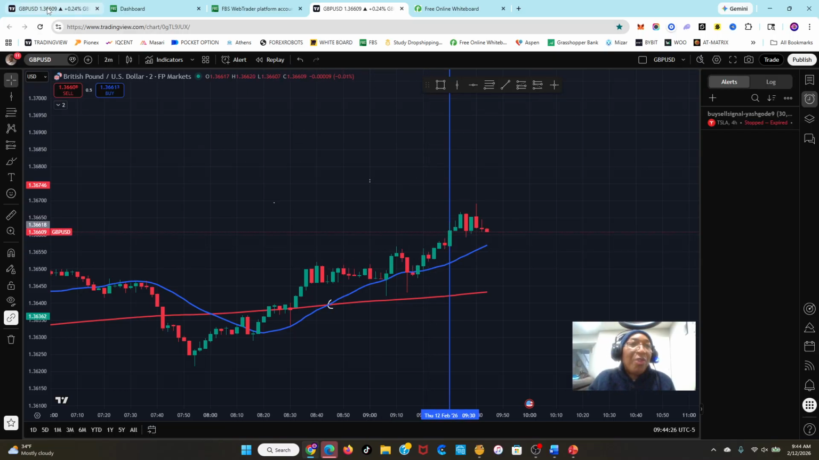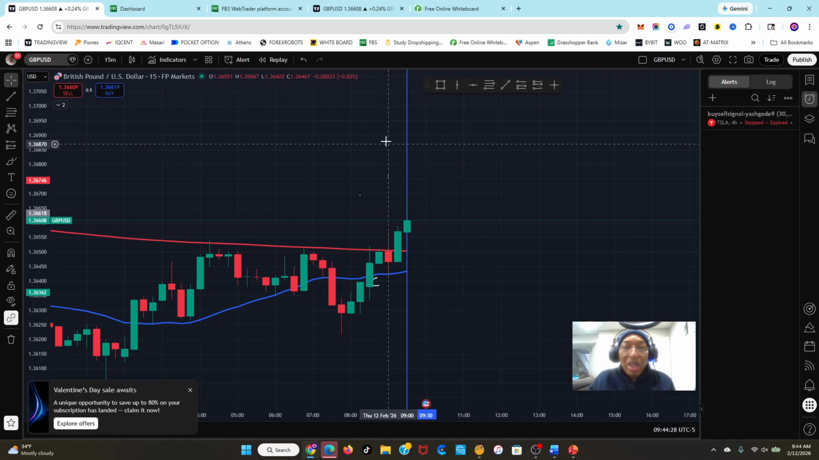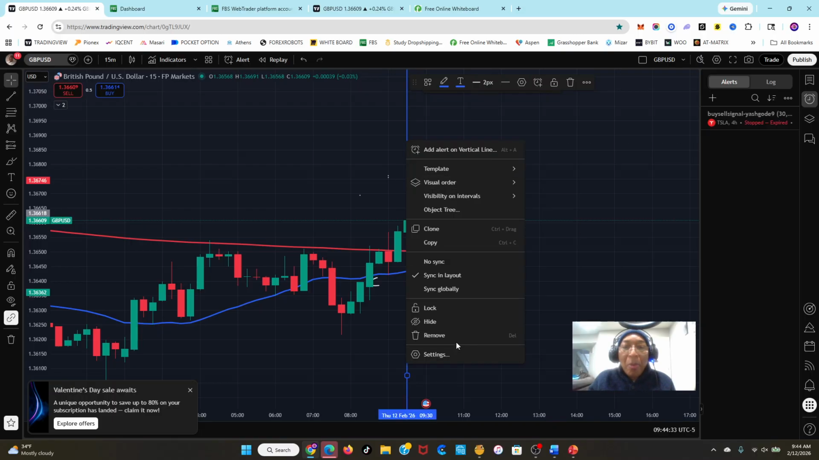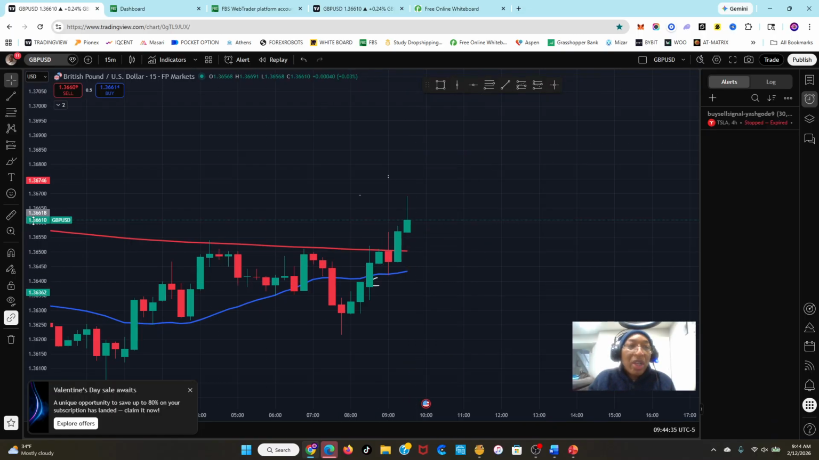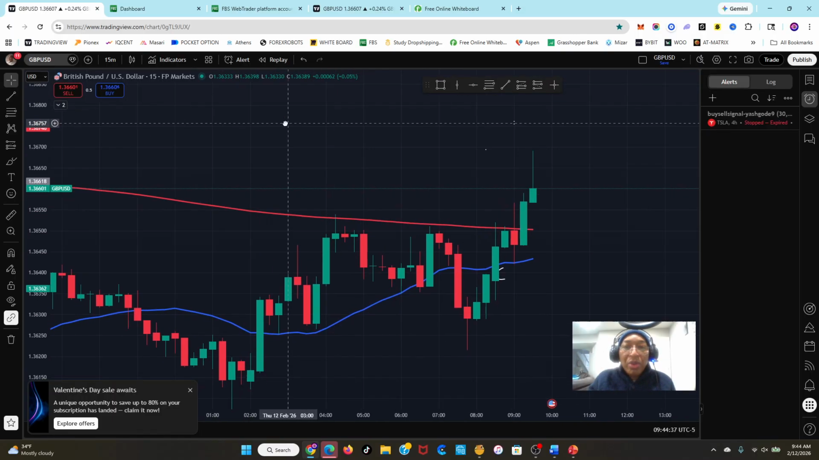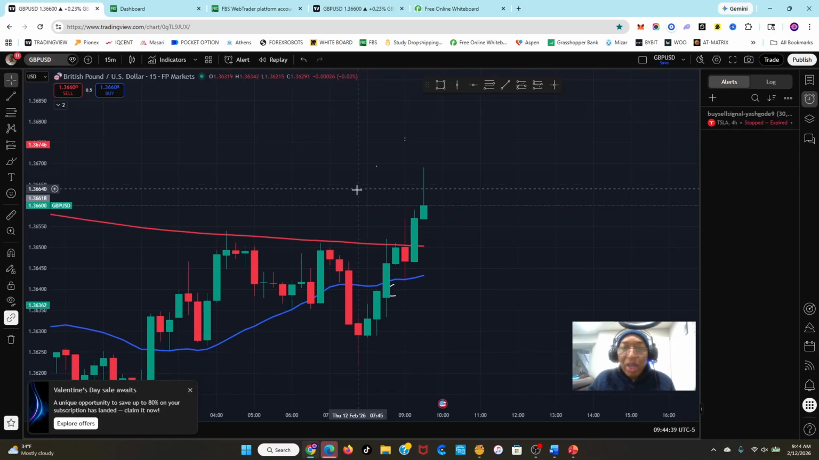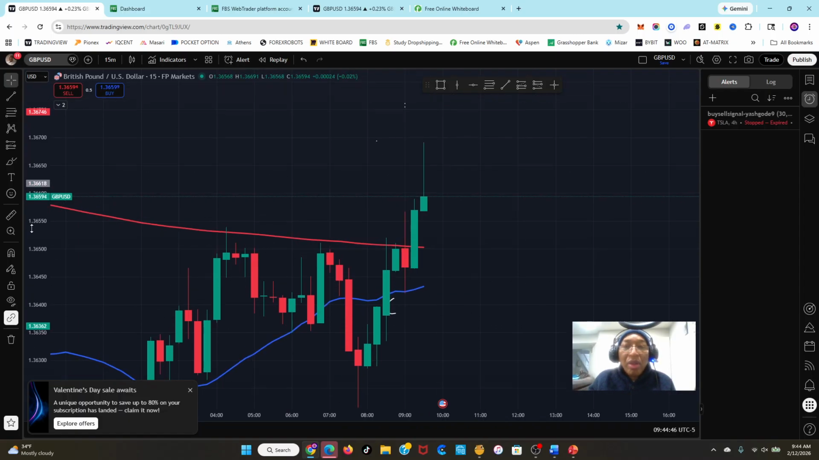Okay, it's 9:44 now, so we're gonna come here and let me remove this blue line. Okay, we're gonna remove that blue line. So we're gonna look at our candle. Once our candle closes, we're gonna mark the bottom and the top of the candle, and we use a rectangle. We use the rectangle tool.